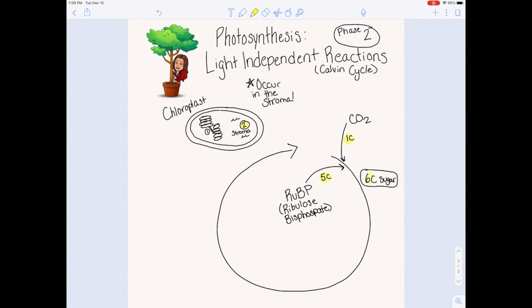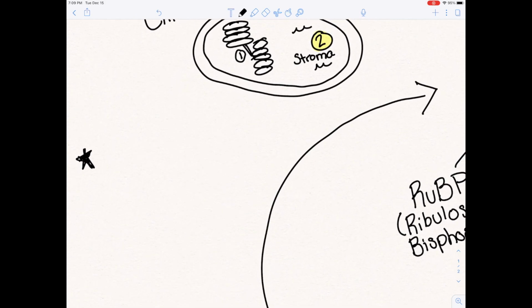And the reason why we say 6 carbons is because we get 1 from the carbon in carbon dioxide, and we get 5 carbons from the RUBP. However, while this is wonderful that we have our 6-carbon sugar, this is only going to happen if we have an enzyme called rubisco.